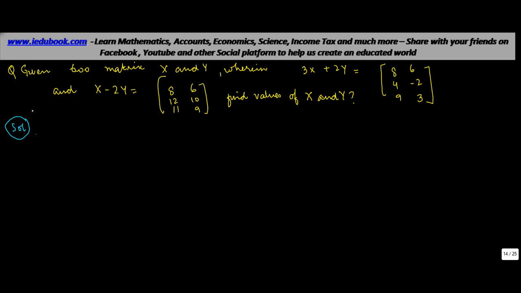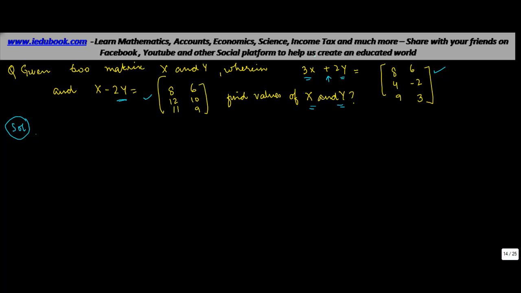Again, in this question you are given two equations wherein two matrices, X and Y, have been used. These matrices, when multiplied by certain scalars and added together, give the result here. Similarly, if from one of these matrices you subtract 2 times the other one, it gives you the result as under. You are asked to find these two matrices. So how do we do that?